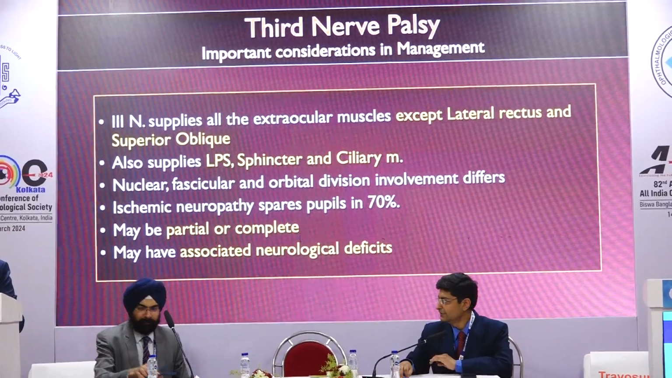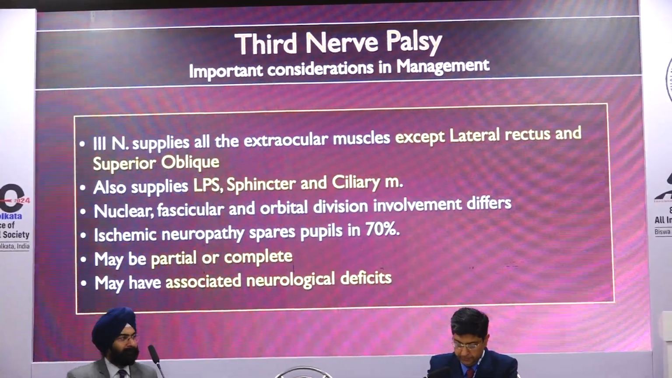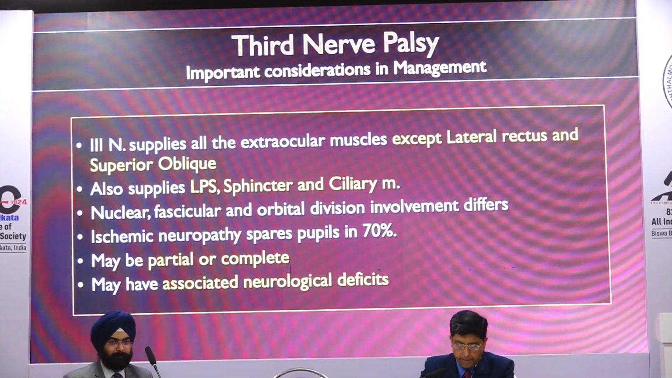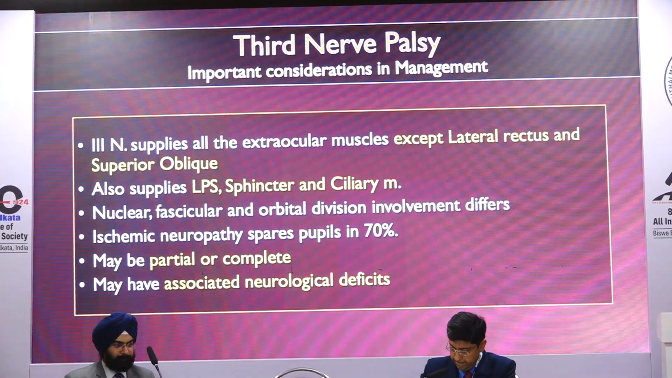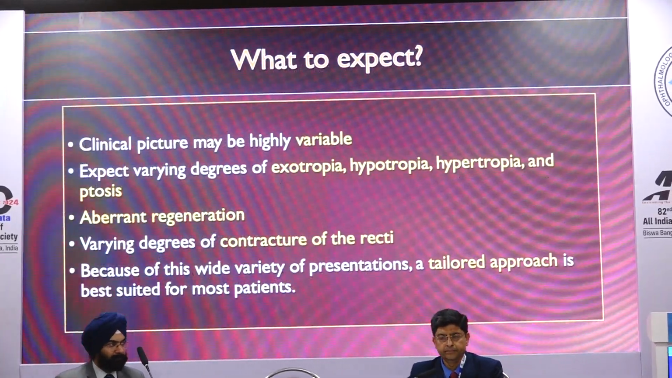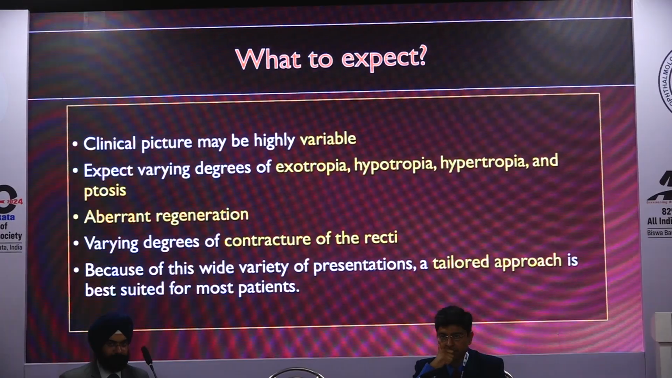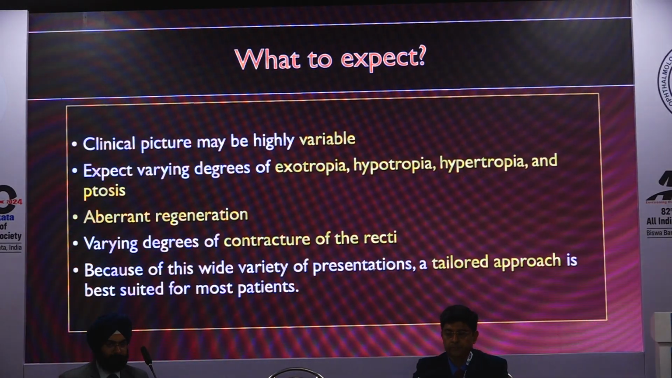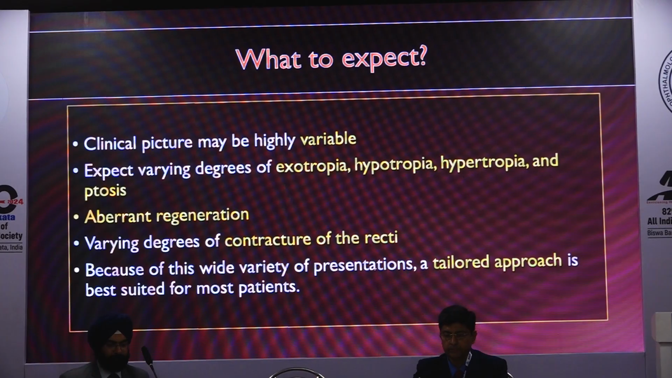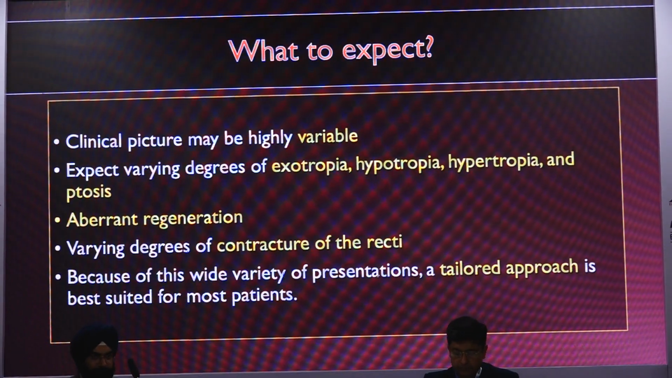The lesion in this case can be at any level, nuclear, fascicular, or orbital, and all of these cases will present differently. The palsy may be partial or complete, and there may be associated neurological deficits. So the clinical picture may be highly variable. There can be varying degrees of exotropia, hypotropia, hypertropia, and ptosis. There may be aberrant regeneration and varying degrees of contracture of the recti.